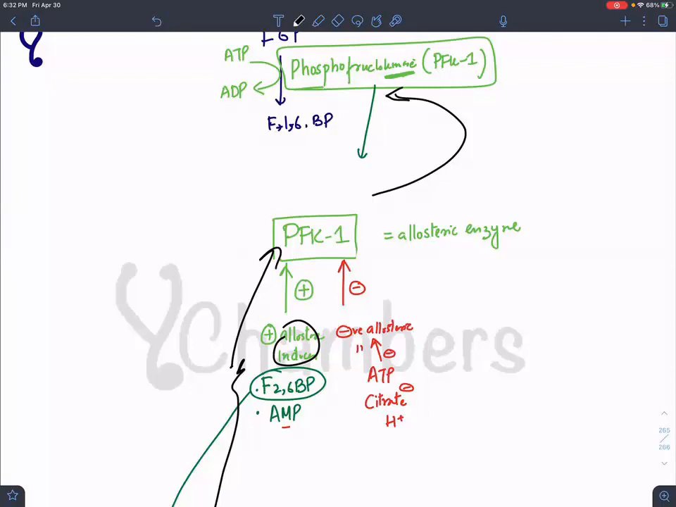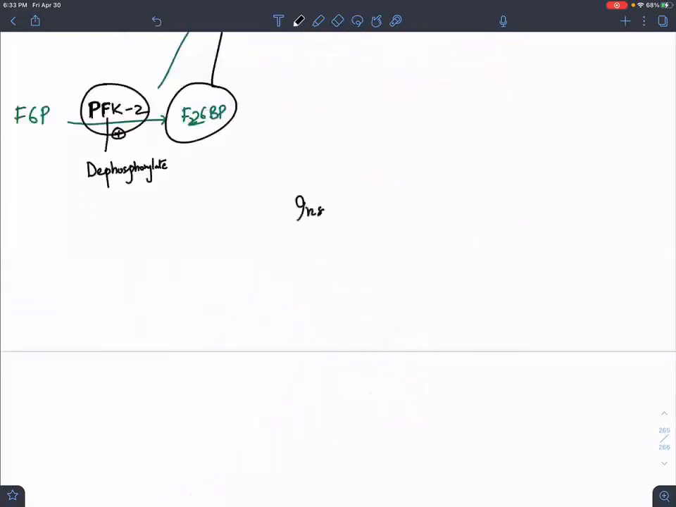Now, insulin is active in which state? Dephosphorylated state or phosphorylated? Okay, I will be uploading it on YouTube, don't worry. Very nice answer. Insulin is active in the dephosphorylated state.